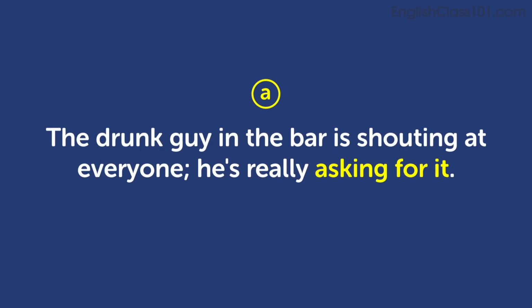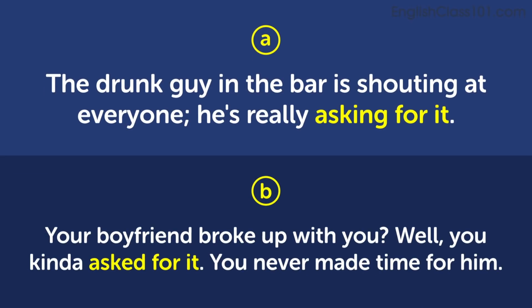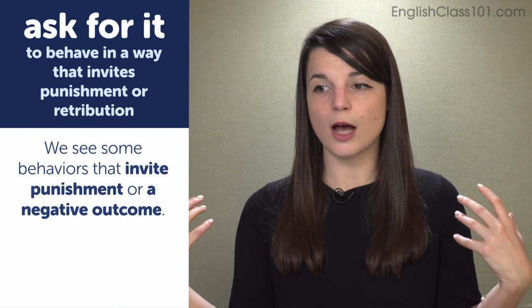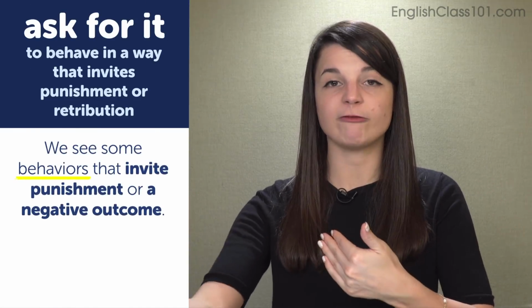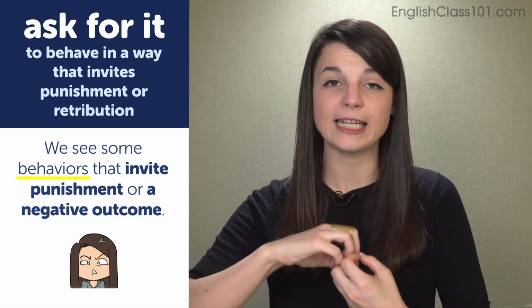Let's look at some examples. The drunk guy in the bar is shouting at everyone. He's really asking for it. Your boyfriend broke up with you? Well, you kind of asked for it. You never made time for him. So in these example sentences, we see some behaviors that maybe invite punishment or that invite a negative outcome.